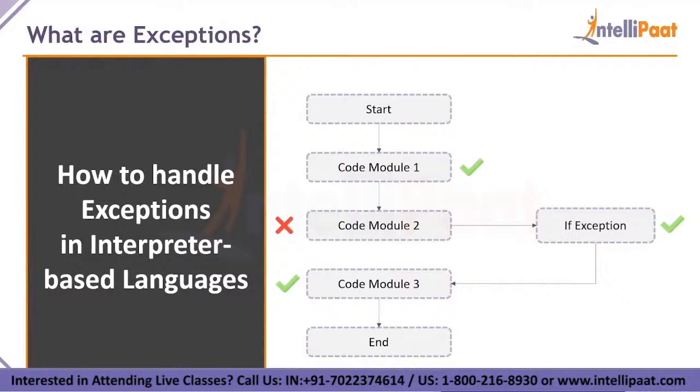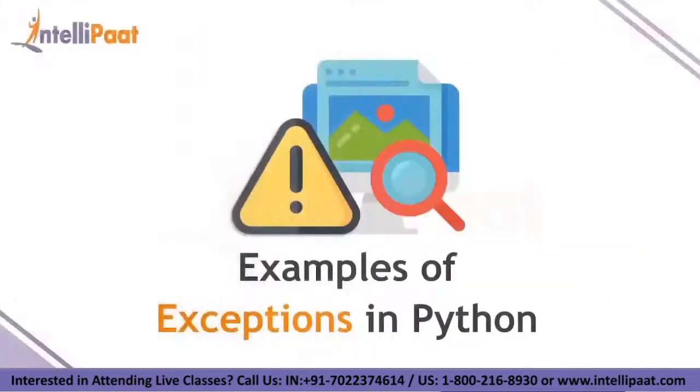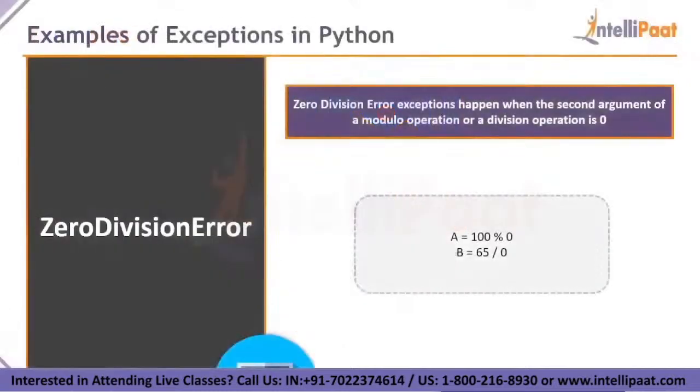So now that we understand the workflow of exception handling in Python, we can look at some examples of exceptions that can actually occur in Python in day-to-day programming. We'll look at some simple ones so you understand the concept. The first one we're going to look at is called the zero division error.